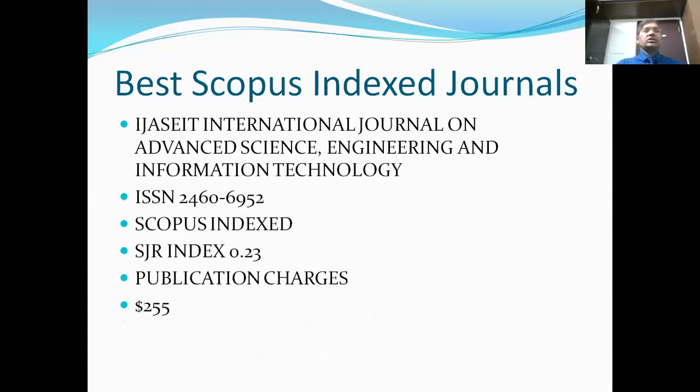There is one more journal, IJASEIT, the International Journal on Advanced Science, Engineering and Information Technology. It is also Scopus indexed, and its impact factor is 0.23. According to our scale, 0.23 is average, and the excellent one is 10. The score should be 10, that is excellent. Publication charges are $255. Just calculate, $255 for IJASEIT.